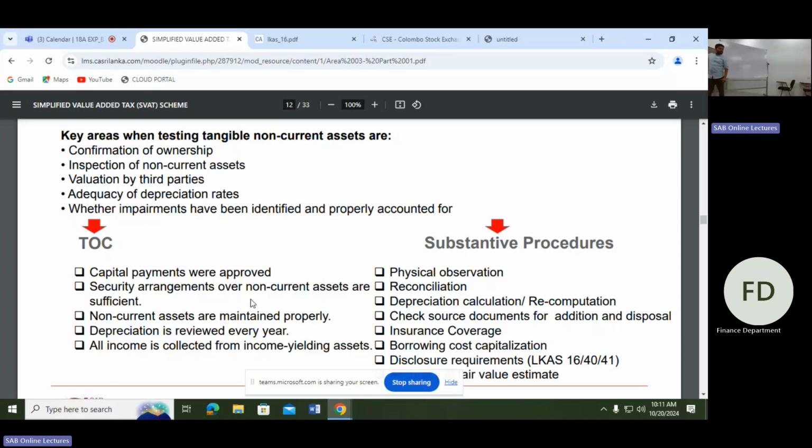Then we can come to substantive procedures. Substantive procedures, basically, what you can do is physical observation, sample basis, physical count. It depends on whether you have coded this asset, the coding system, barcode system, and what mechanism you have. Accordingly, you can do physical observation on a sample basis. If you have branches, you can select some branches and the head office, and you can do the physical verification.